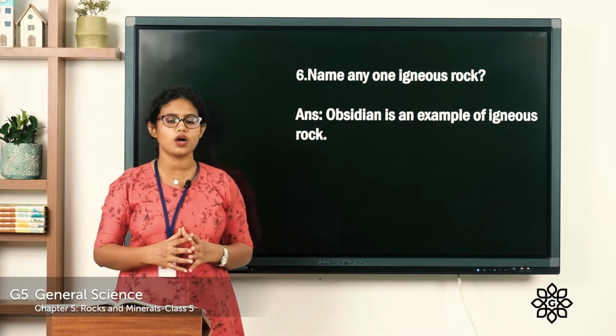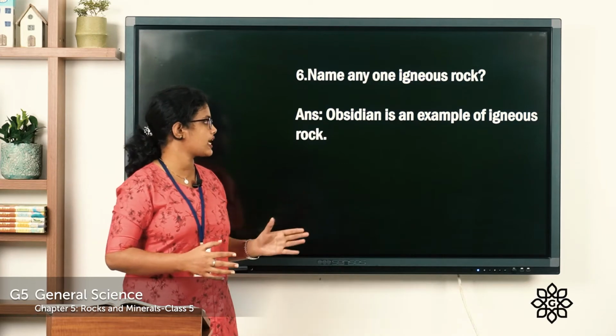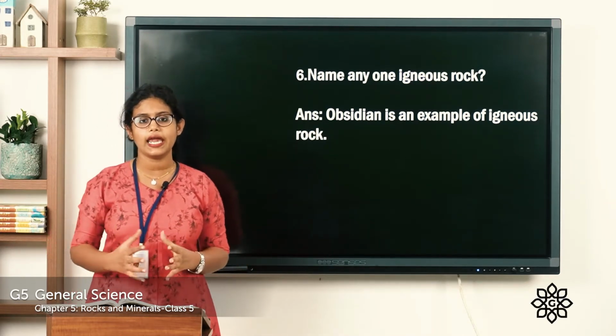Coming to the sixth one, name any one igneous rock. You can name any one of the igneous rocks. You can write, obsidian is an example of igneous rock. There are many examples of igneous rock.